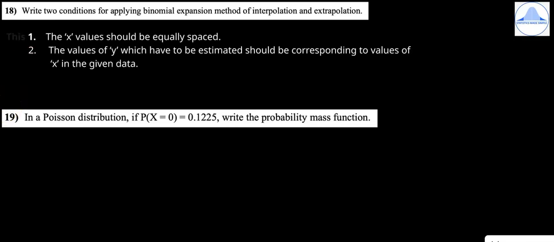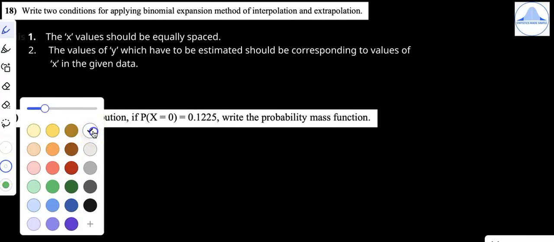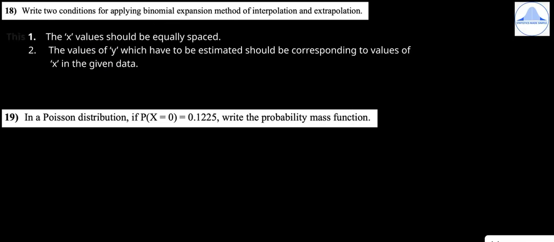18th question. Write the two conditions for applying the binomial expansion method of interpolation and extrapolation. First one, the x values should be equally spaced. Second, the values of y which have to be estimated should be corresponding to the values of x in the given data. So don't get confused with the conditions for interpolation and extrapolation. These two are the conditions for applying the binomial expansion method.